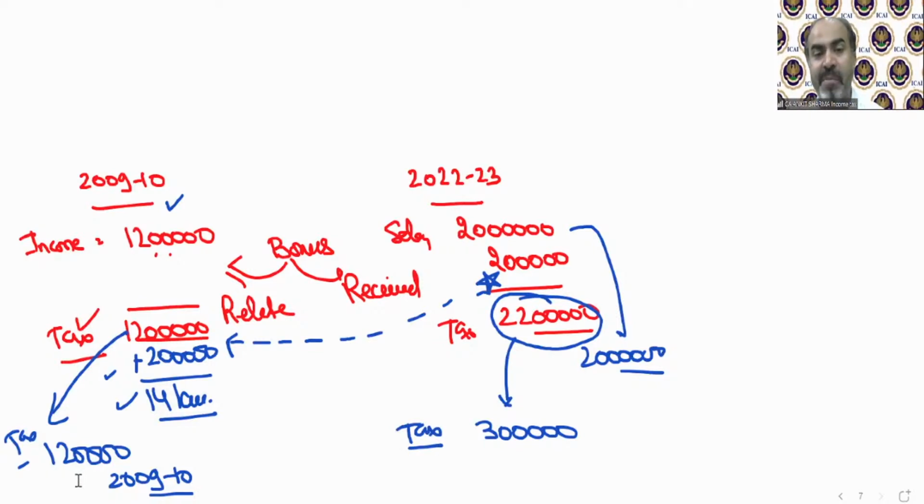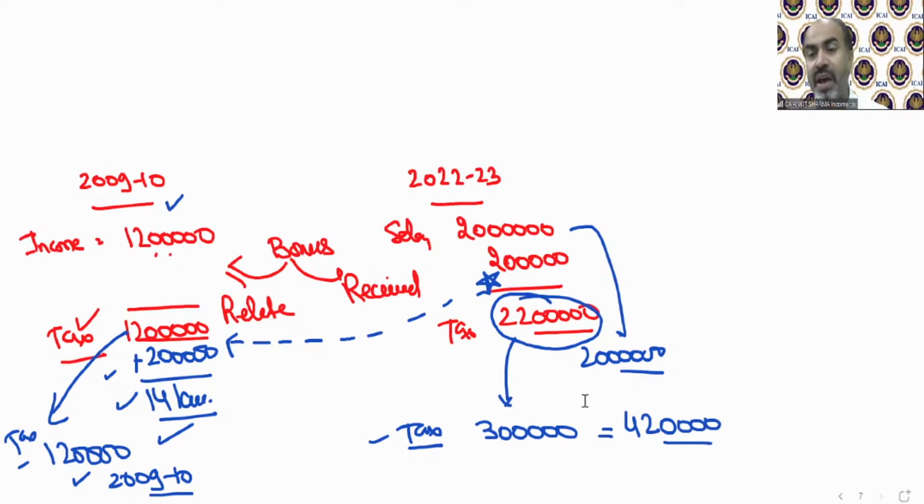So in 2009-10, he paid 1,20,000. And this year, he needs to pay tax on 22 lakh rupees, including the arrears of 3 lakh rupees. So the total tax he needs to pay in this year plus that year is 4,20,000. So now, what is the assessee saying?